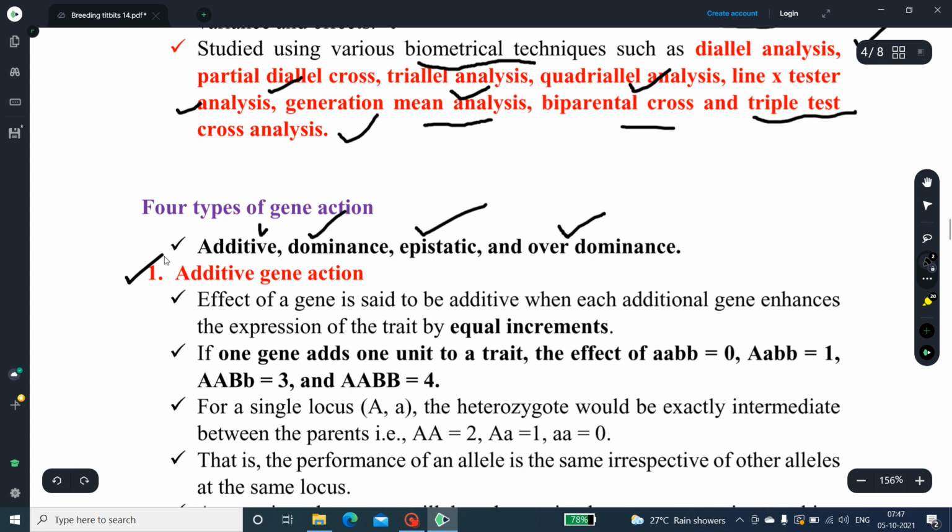First one is the additive gene action. The effect of gene is said to be additive when each additional gene enhances the expression of a trait by equal increments. This is more important. If one gene adds one unit to a trait, the effect of small a, small a, small b, small b is equal to zero, recessive genes. And capital A, small a, small b, small b is equivalent to one. Capital A, capital B and small b is equivalent to three. And all capitals AABB is equivalent to 4. That means one gene adds one unit to a trait.